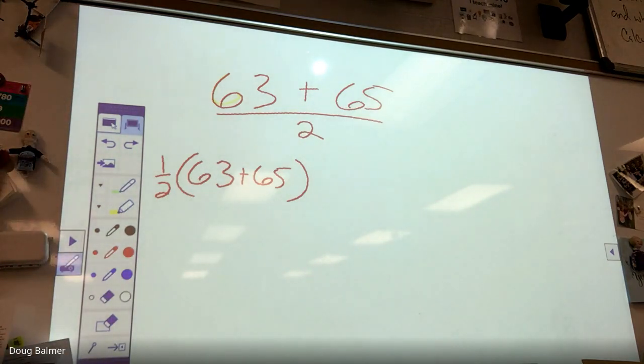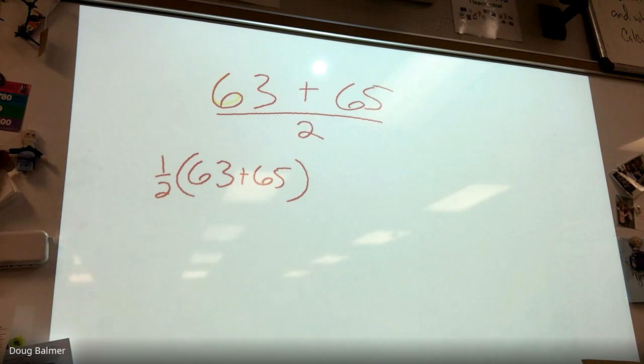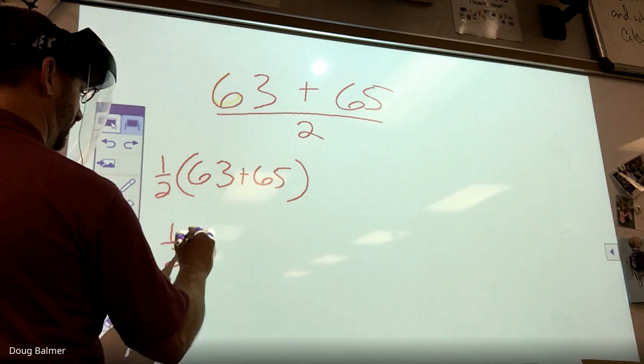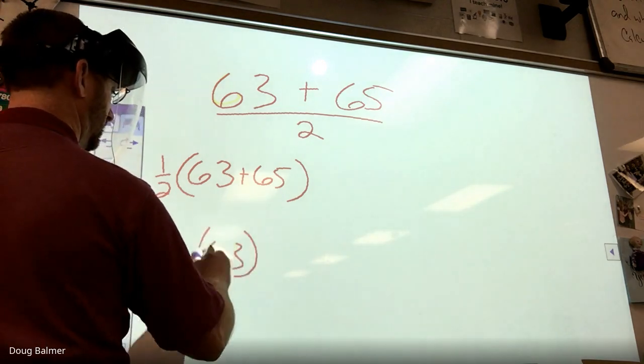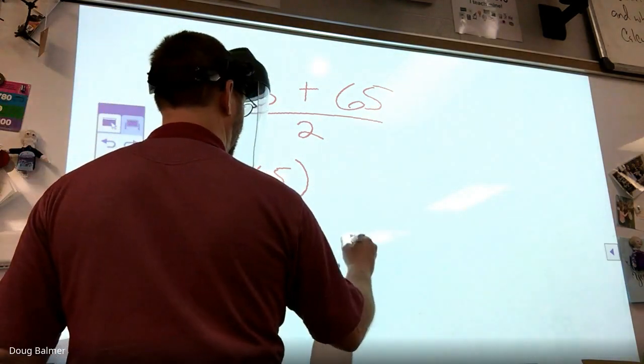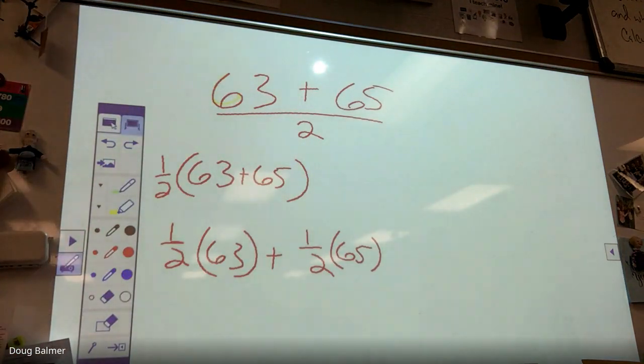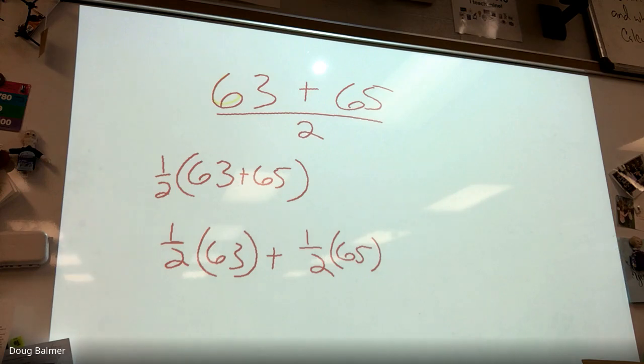If you have a number on the outside of parentheses, what could you do to those parentheses? Distribute? Yep, I like it. So we're going to take 1/2 times what? 63? Plus 1/2 times 65. We're still doing the same thing, right? I'm not doing any voodoo math up here. Okay. What's another way of writing 1/2? 0.5. I like where we're going with this.